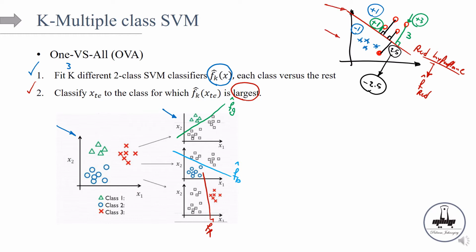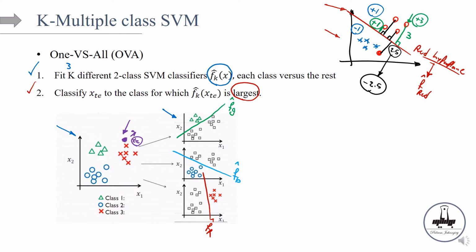Right? So let's do an exercise. So imagine we have these 3 f hats, f hat green, blue, red, and I'm interested to classify, let's say, let me use another color, this observation. This purple observation here is my X in the test set. Well, ex ante, we know that if we visually look at that, the answer should be class red, right? But let's see how the one versus all is going to help us to classify this.